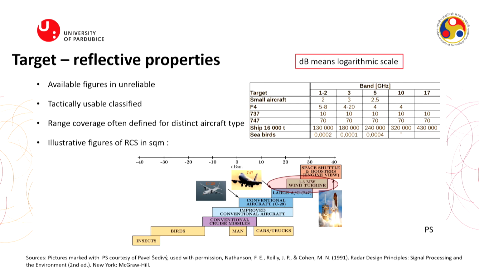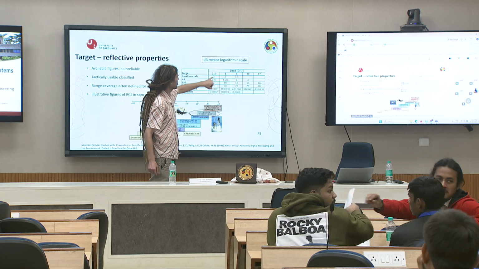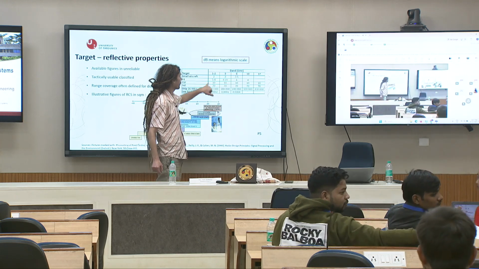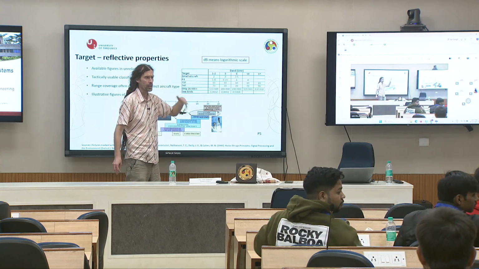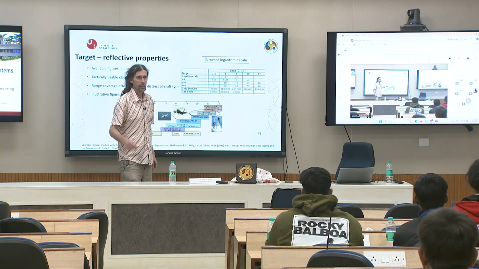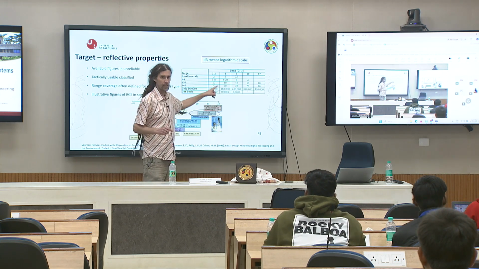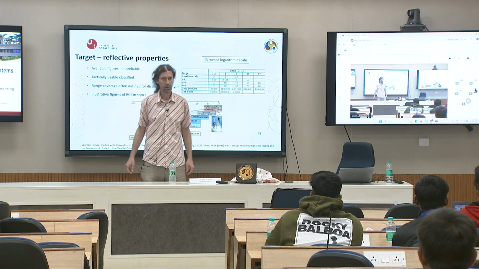Usually for RCS, they tell you, okay, a small aircraft has, on bands of 1, 2, 3, 5, 10, 17 gigahertz and so on, results of RCS, radar cross section. So it is 2 square meters, 3, 2.5, 5 to 8, and so on and so on. But can you see this result? It is one number.